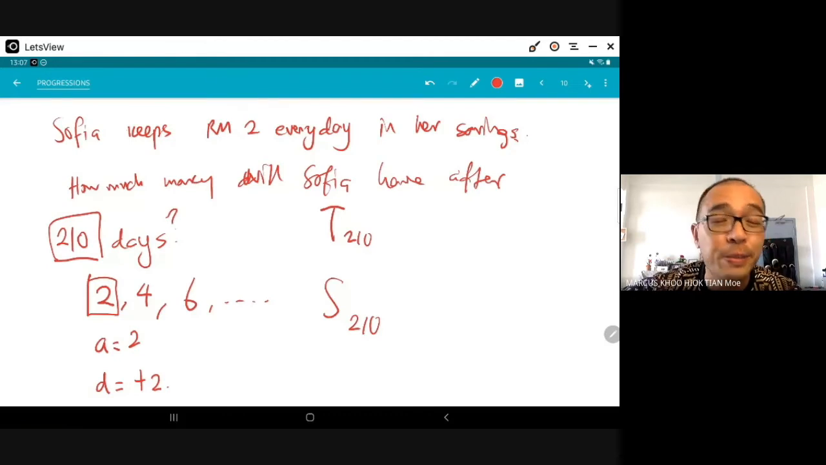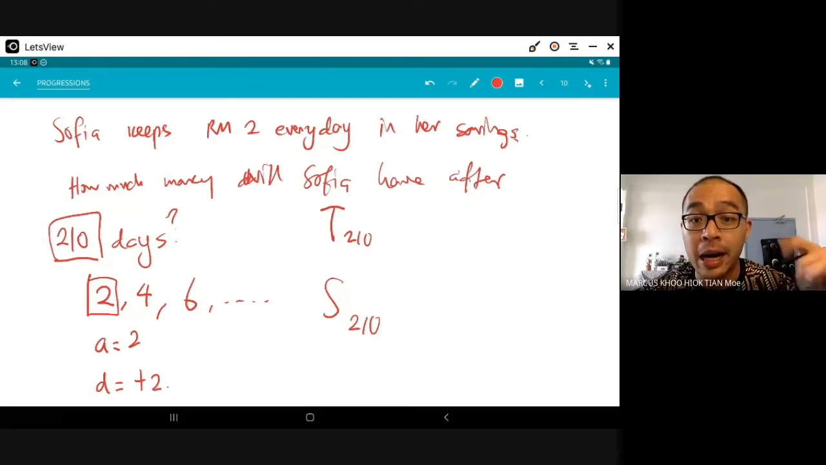This is a very commonly asked question. How many of you think about this now? Is it T210 or S210? Adriani says T210. What do the rest think? So we must be very careful lah. Kita mesti berhati-hati tentang apa dia punya arithmetic progression ini.